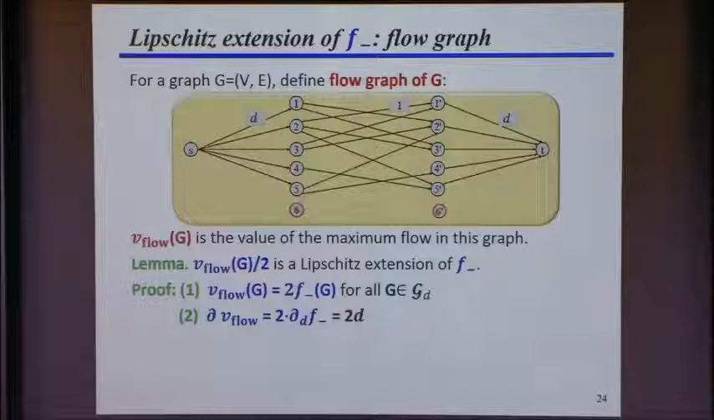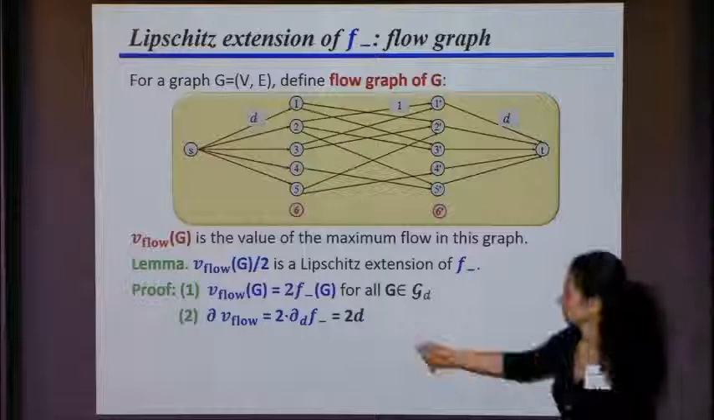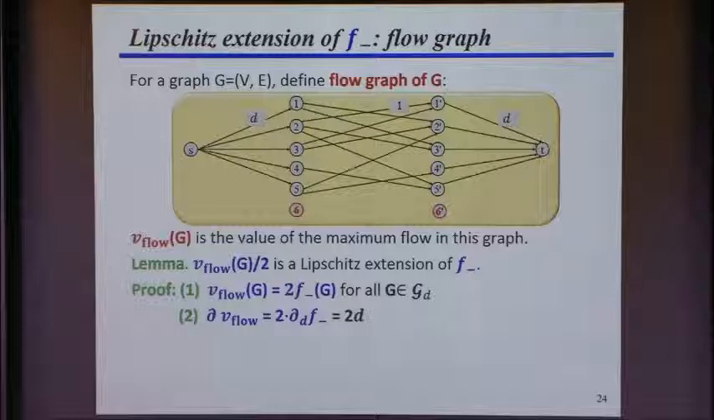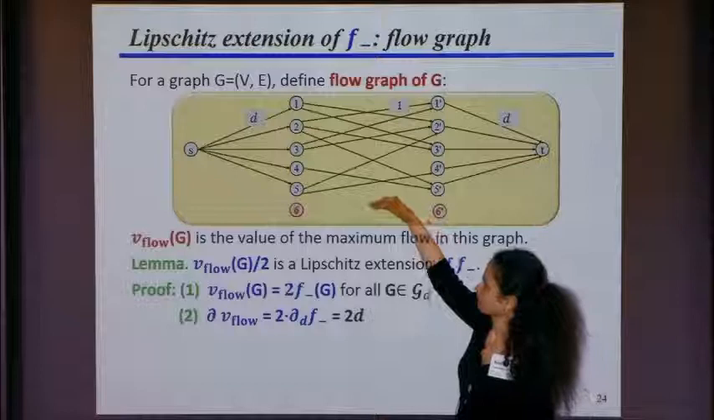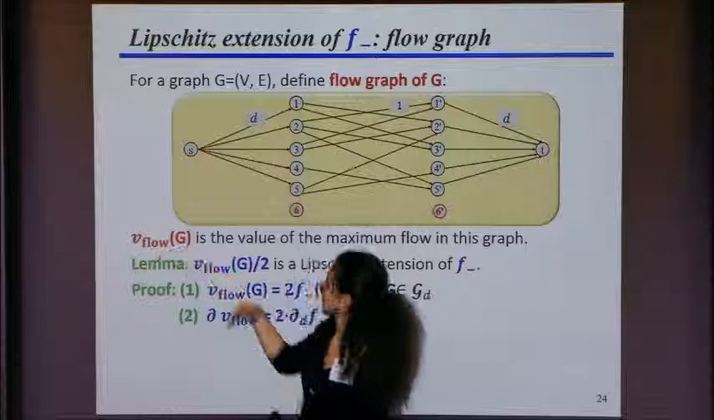So how we're going to show that the global sensitivity is 2d, or maybe at most 2d, but it is actually 2d. So we're just going to consider an arbitrary graph and its neighbor, right? And we'll see what change we get in the value of the function on this graph and its neighbor. So this is an arbitrary graph.